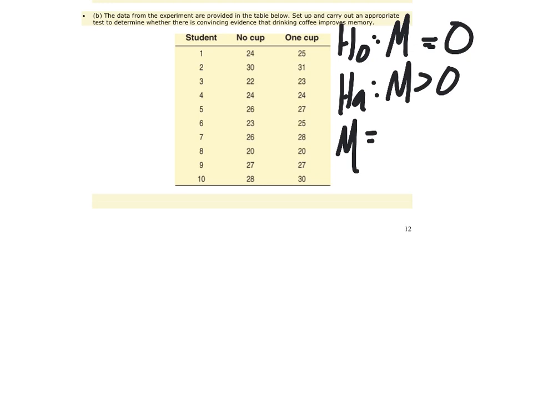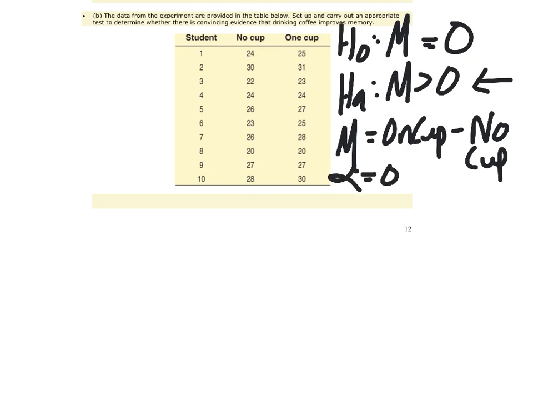It's going to be the 1 cup of coffee minus the no cup. Because if we did no cup minus 1 cup, we would expect the mu to be a negative answer. In this case, we are assuming, as our statement, it's positive. And let's go ahead and pick an alpha of 5%, a very good standard one. And our state is complete.